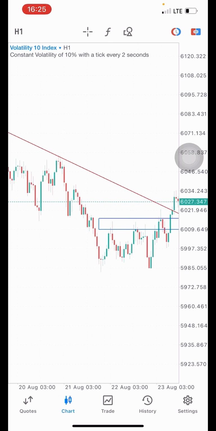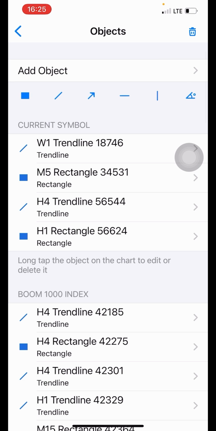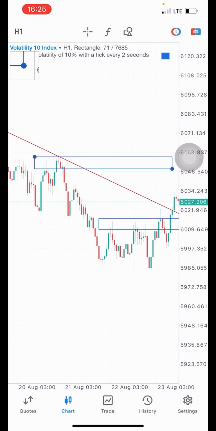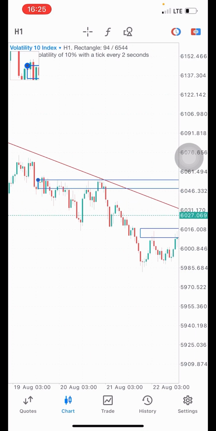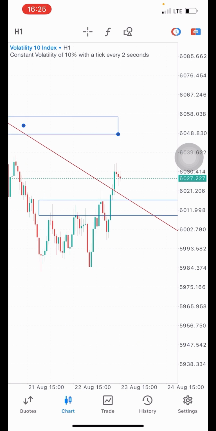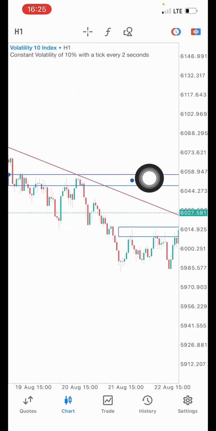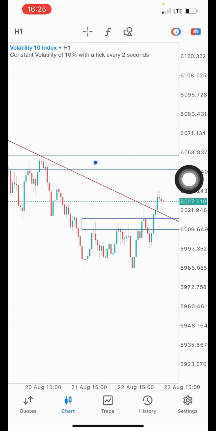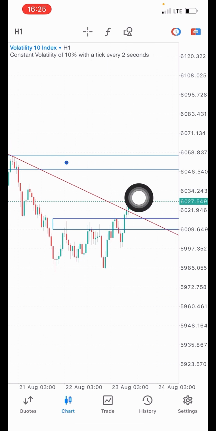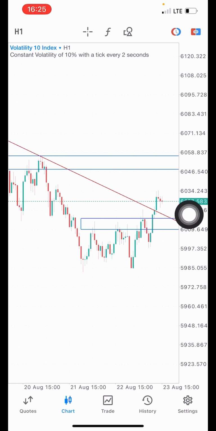So I'm going to put in our resistance zone here. Now you can see that there is a resistance zone here, right? Price might find resistance and then continue the downtrend movement. If price finds resistance here, it's going to get rejected from here, and then the downtrend will continue. So majorly, right now in the market, we are selling.